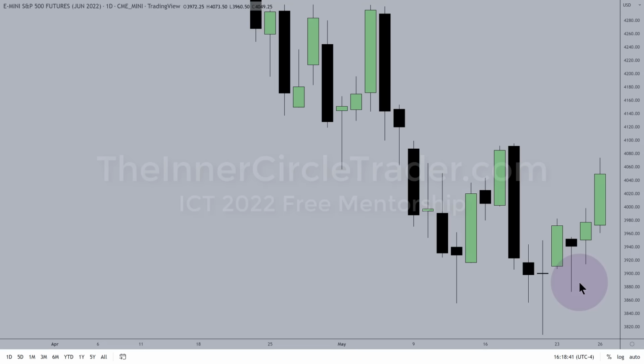So here we have the E-mini S&P daily chart, and you can see we had a nice delivery to the upside. Initial draw was inside this area in here, up into the bearish order block. Now, notice that we traded up into this up close candle with today's range. Didn't quite take out this high. I think that's the next area to look for.